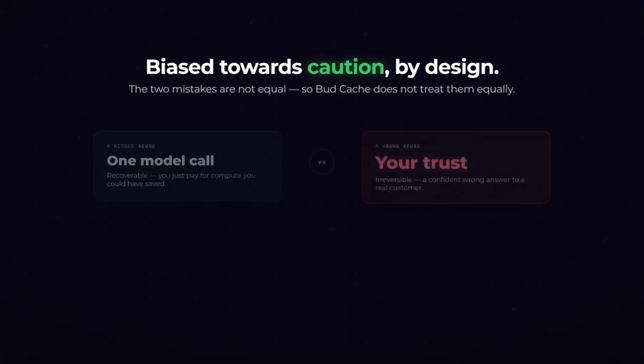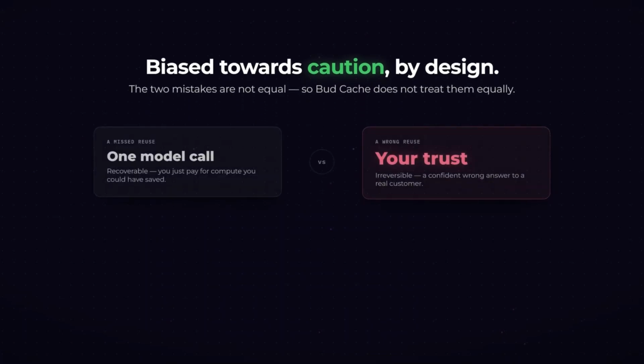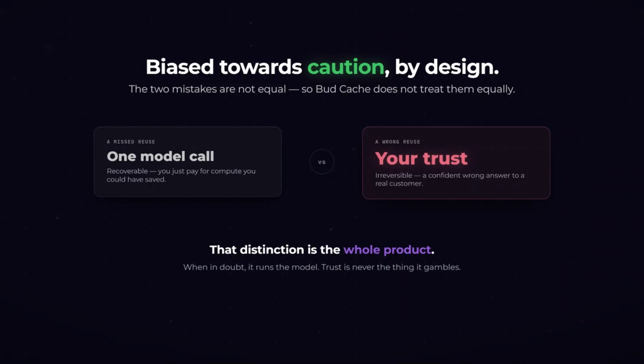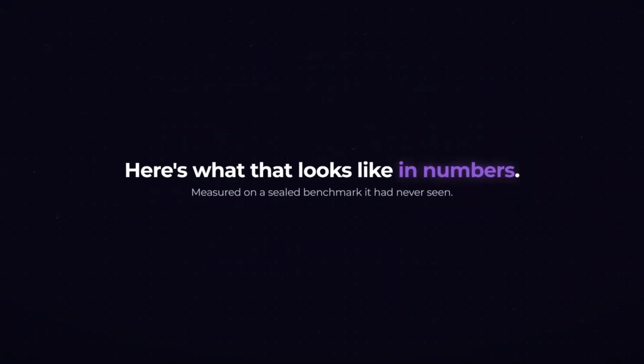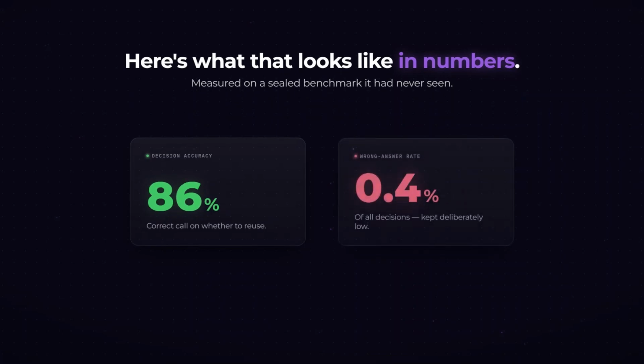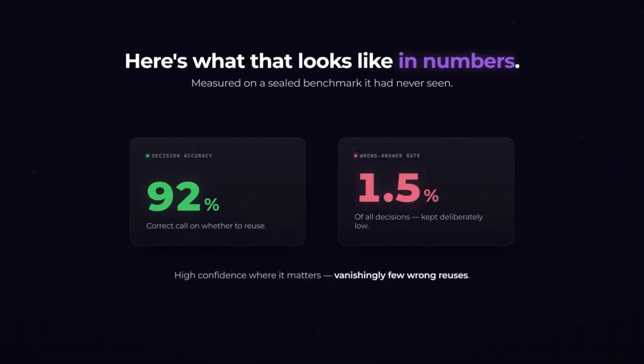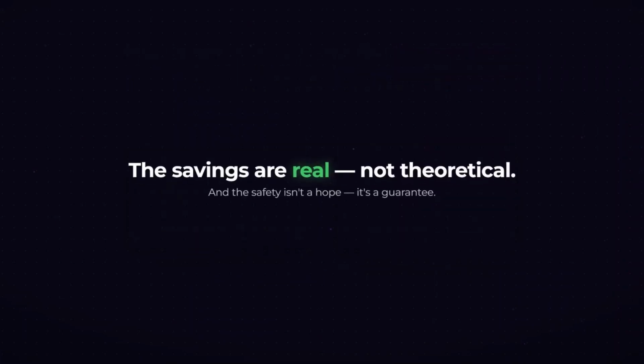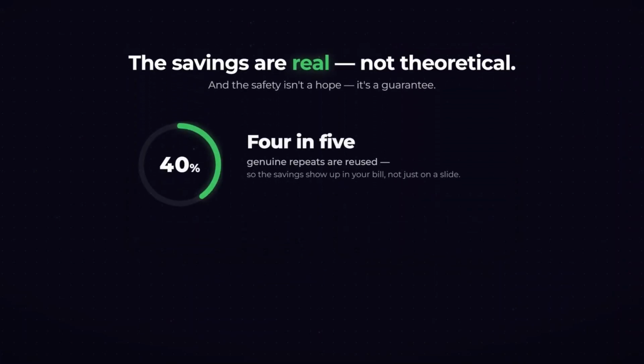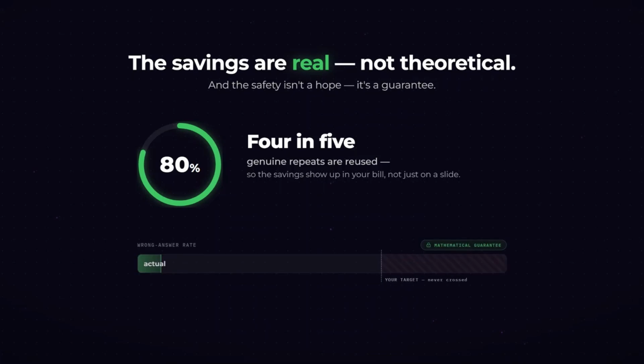A missed reuse costs you one model call. A wrong reuse costs you trust. So Bud Cache is biased towards caution by design. Here's what that looks like in numbers. On a sealed benchmark, Bud Cache reaches 92% decision accuracy at a wrong answer rate of 1.5%. It still reuses answers across roughly 4 in 5 genuine repeats, so the savings are real rather than theoretical.